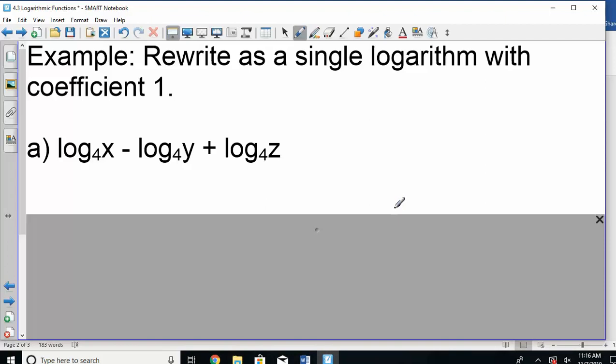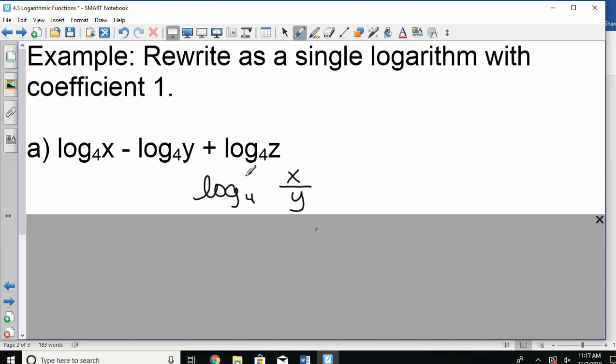I looked at this one. I only want to write the log base 4 one time. So the x is a positive, so it's got to go on top. Minus, so that has to be divided by y. Now be really careful. Plus log base 4 of z.